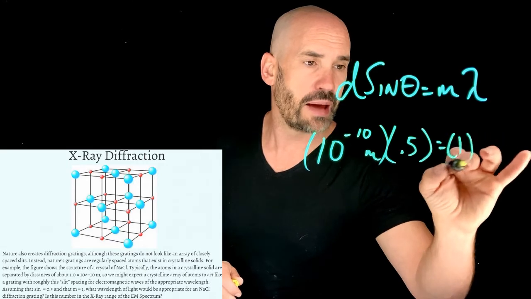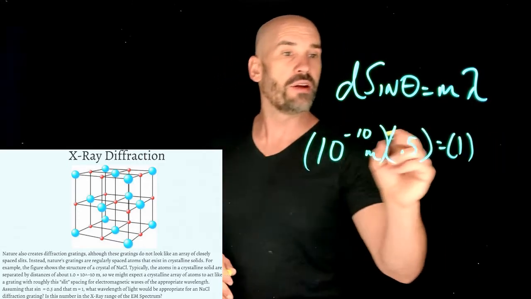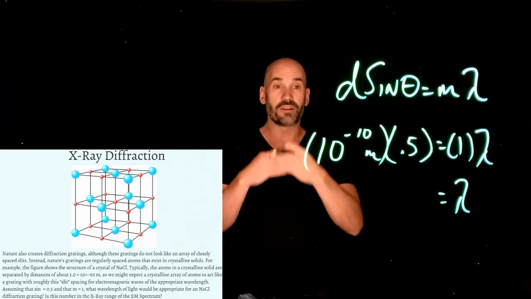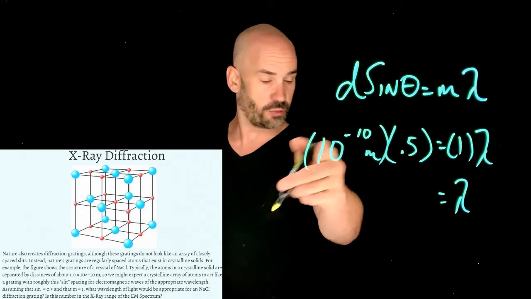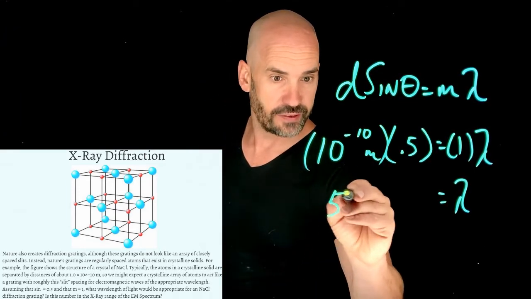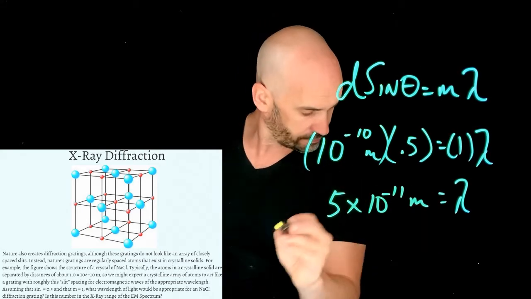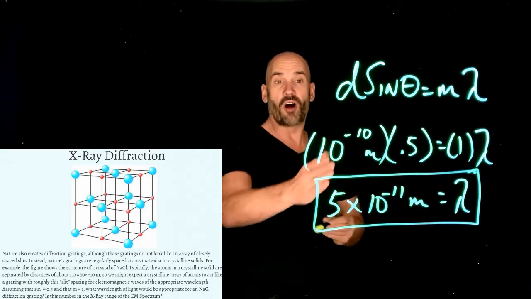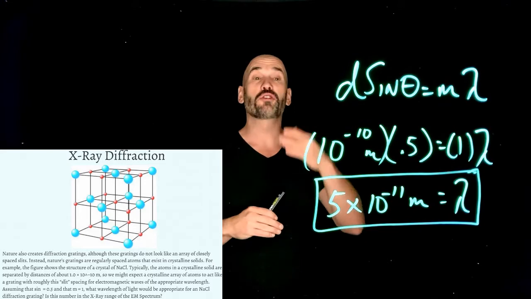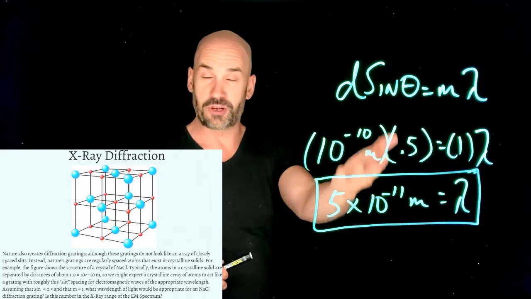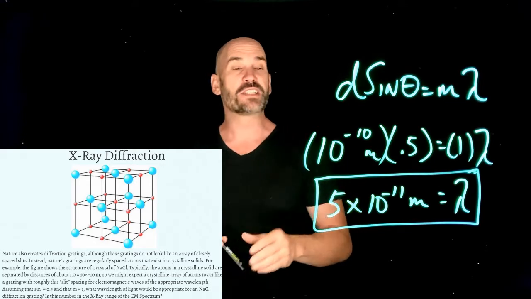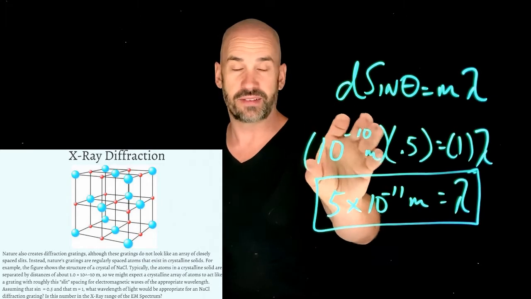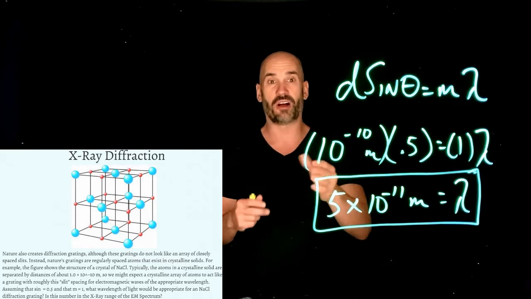And this is m equals 1, and we want to find out what wavelength of electromagnetic radiation that would correspond to. Of course, we see that we would get a value of about 5 times 10 to the minus 11 meters. And if you look up where this falls in the electromagnetic spectrum, it falls squarely in the X-ray spectrum. So visible light would not be able to probe distances of around 10 to the minus 10 meters. It's too big.